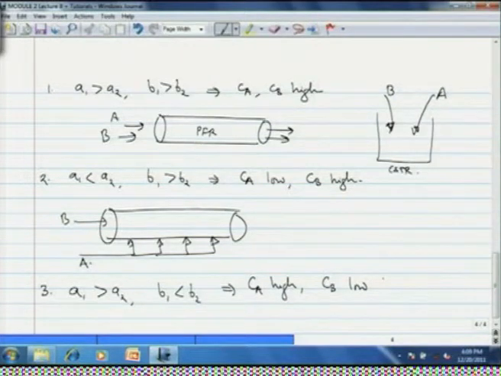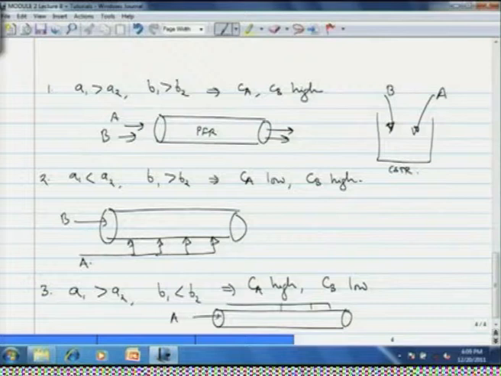You can exactly reverse the strategy used earlier, and instead of B entering at the PFR inlet, A enters at the inlet, and then B is added at different locations, so that at any particular location the net concentration of B is less.